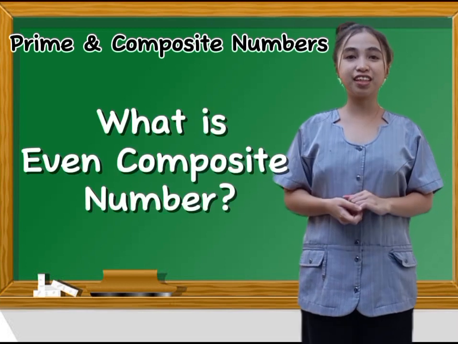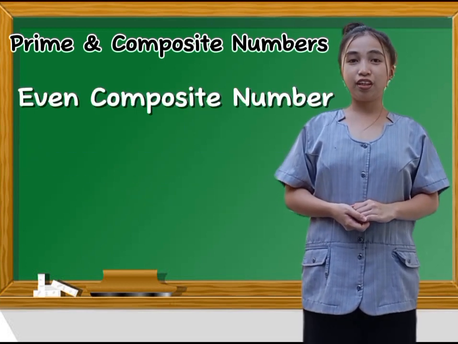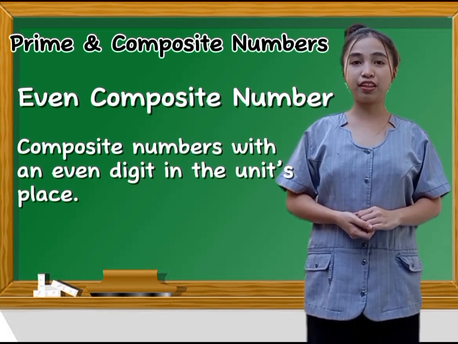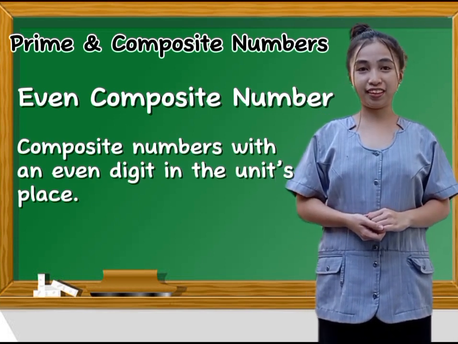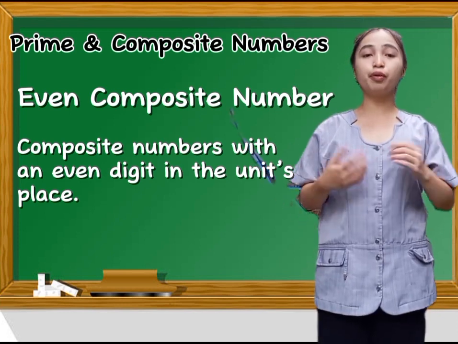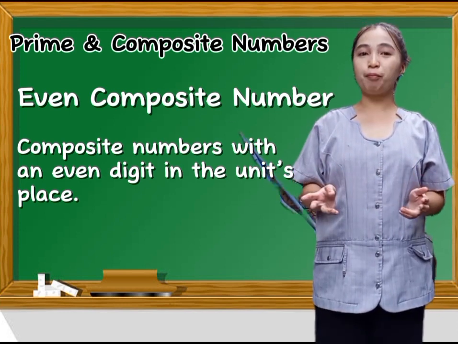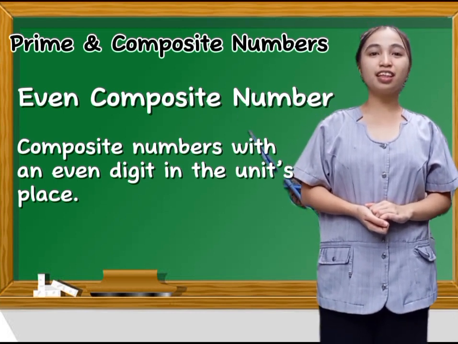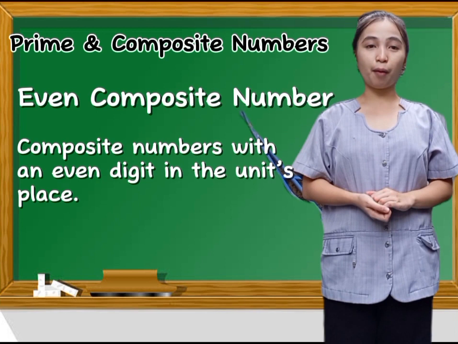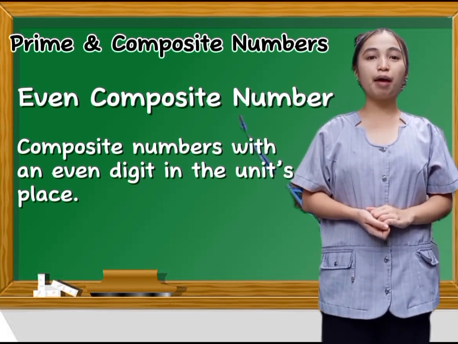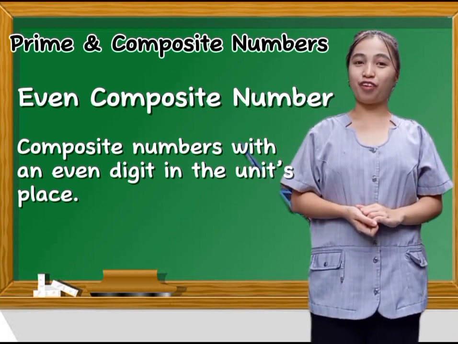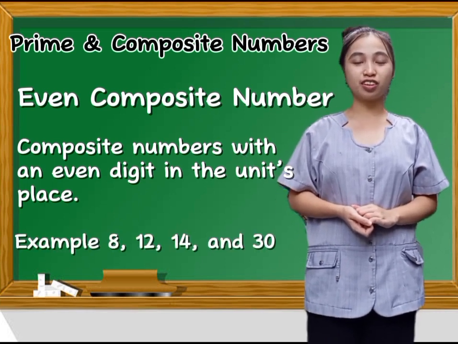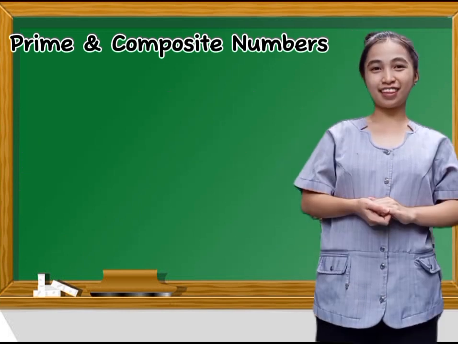And what is an even composite number? An even composite number is a composite number with an even digit in the units place. In simple words, all the even numbers except 2 are even composite numbers. This is because no even number except 2 can ever be a prime number. For example, 8, 12, 14, and 30.